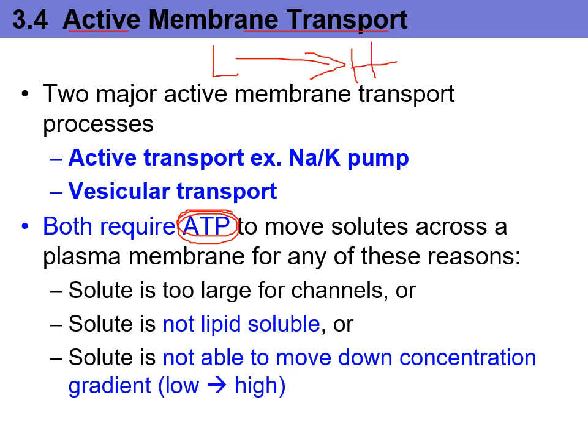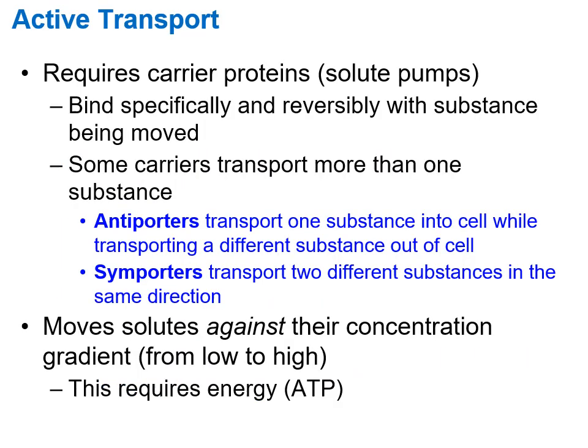Here are some examples of how active transport will come into play. Usually it's needed because the solute, the particle, is too large. It is not lipid soluble, and of course it's moving against the concentration gradient. It is going from low to high. And please always remember that you are going to require ATP to get the movement going.